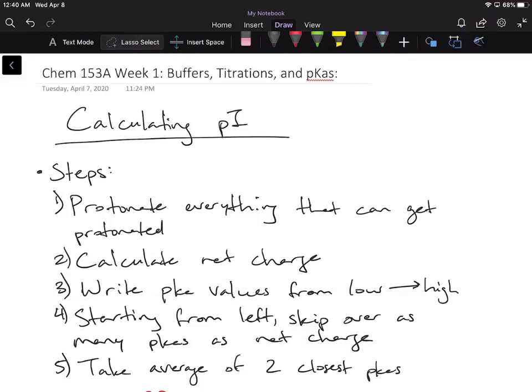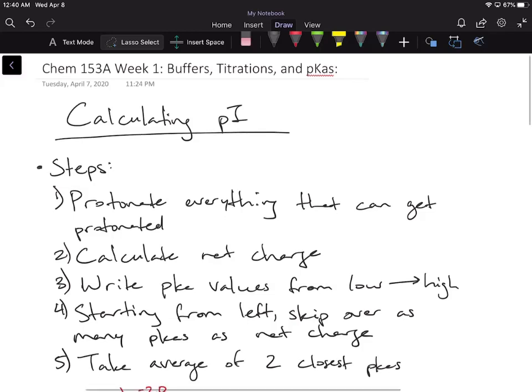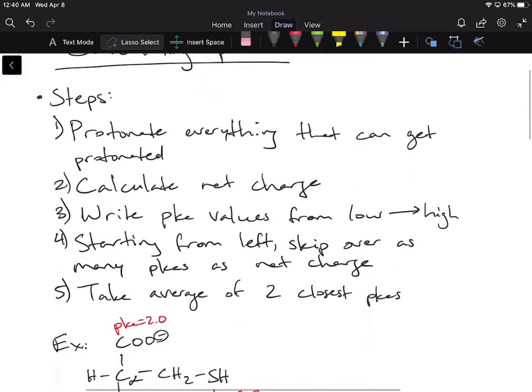So the steps written out over here, we're going to use an example of a single amino acid and then also go into an example with a peptide to see how it works. The first step is you protonate everything that can get protonated. Then you calculate the net charge. Then you write your pK values from low to high. Then starting from the left, you skip over as many pKs as your net charge. And then you take the average of your 2 closest pKs. So let's see how these steps work when we want to calculate our PI.